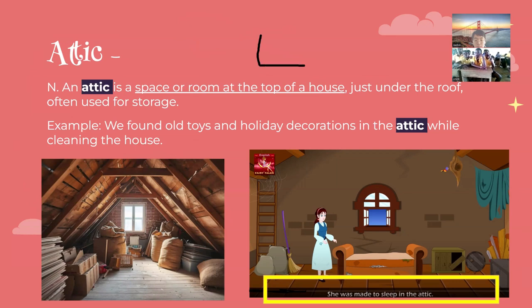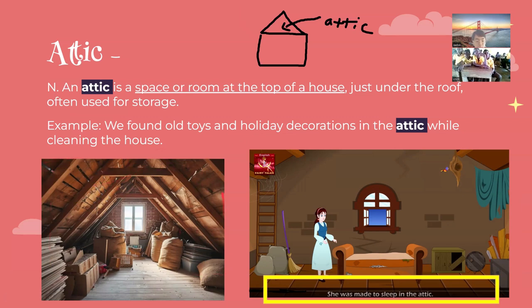So maybe this is your house, but there is probably another room at the top, and this space right here is called the attic. So I hope I was being clear enough there. This whole spot at the top is called the attic. And again, it's mostly used for storage and for other stuff. So, for example, we found old toys and holiday decorations in the attic while cleaning the house.